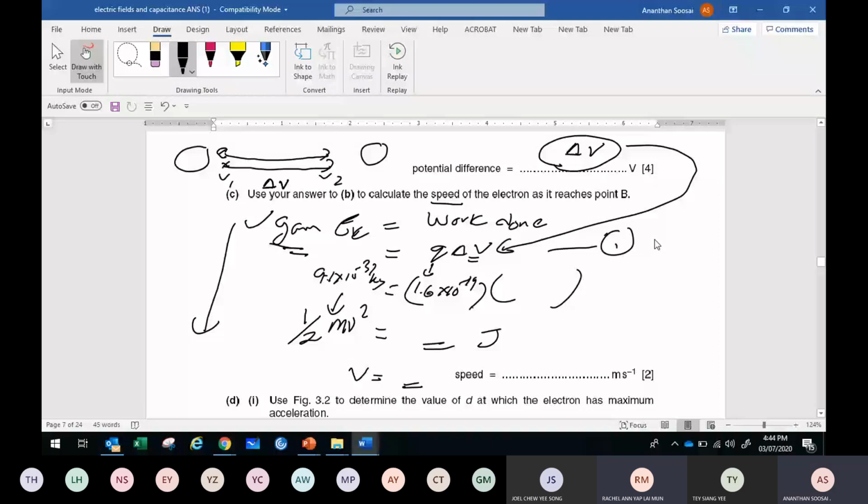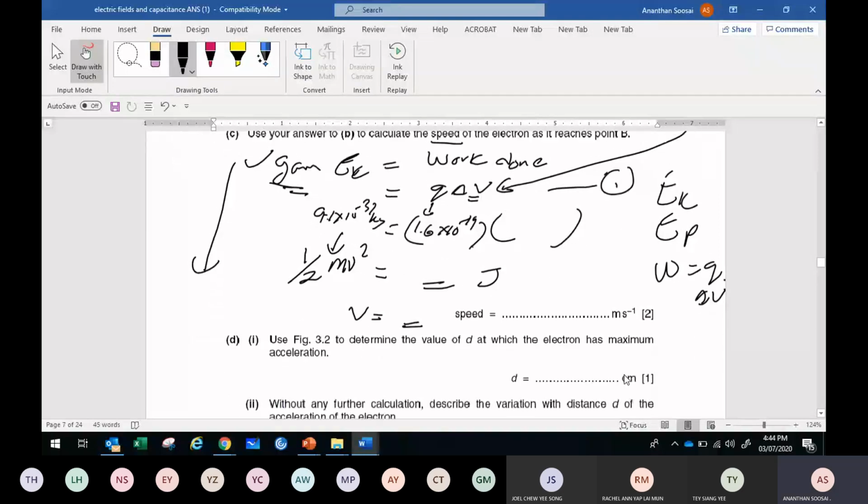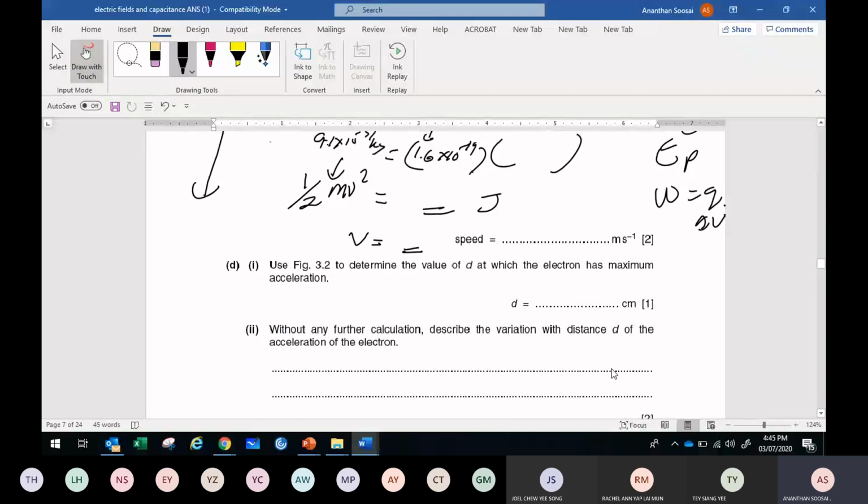Okay. So remember, if the question is asking for kinetic energy or potential energy, all are linked to work, which is Q change in V. Q change in V. Okay. So we assume we got the speed. Okay, we go down. D.